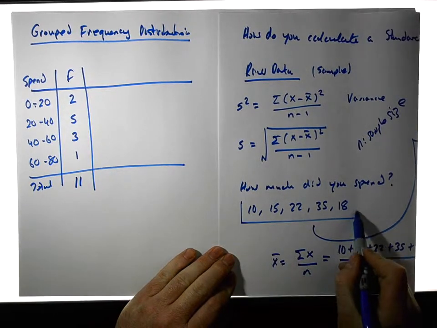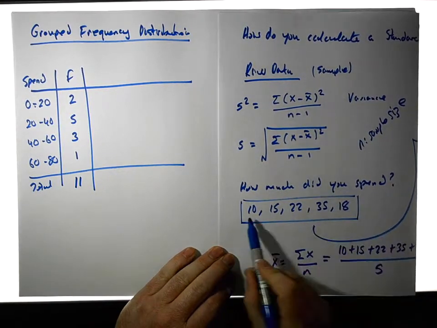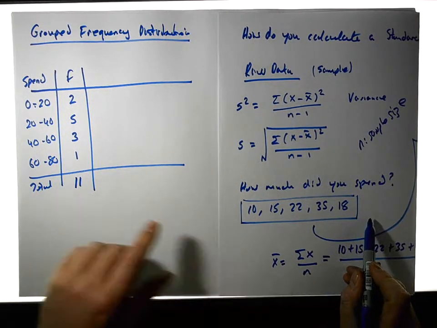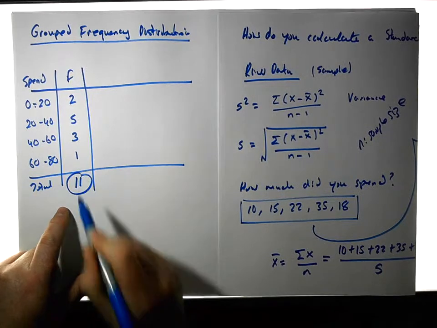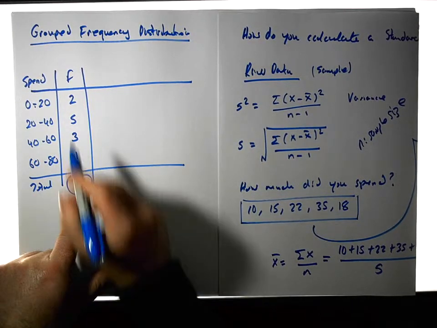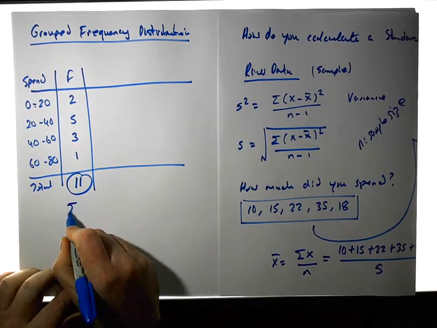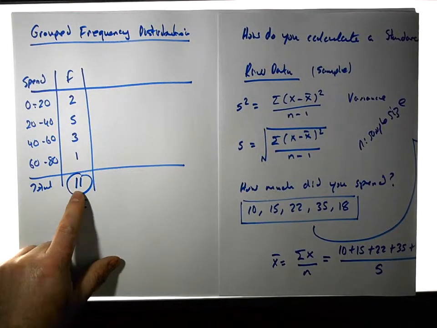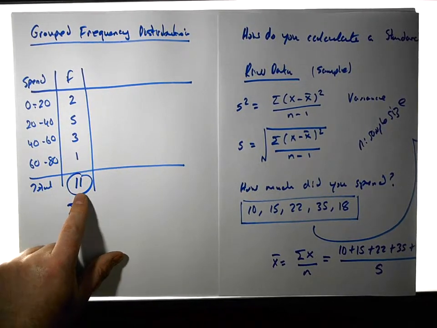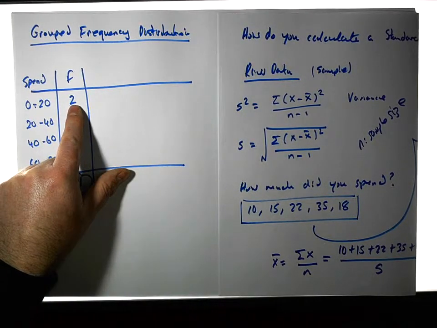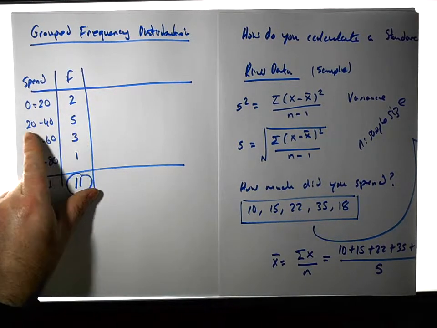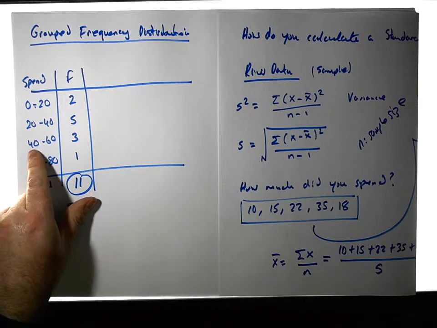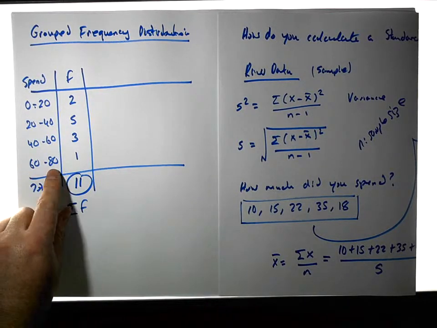So in this particular case, which is different to the raw data case, where you have the actual values, I asked 11 people the question. That's the sum of the F column, so sigma F is 11. I asked 11 people the question, and 2 responded with a value between 0 and 20 euros, 5 with a value between 20 and 40, 3 with a value between 40 and 60, and 1 with a value between 60 and 80.